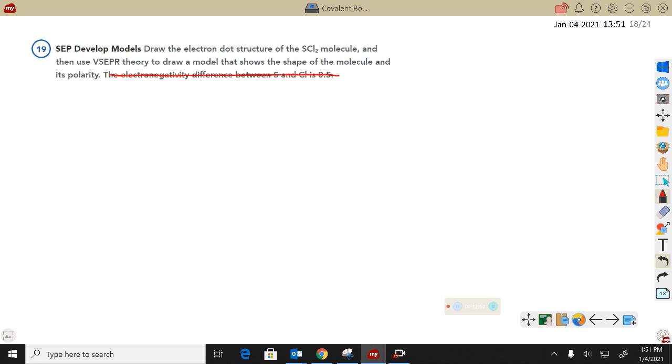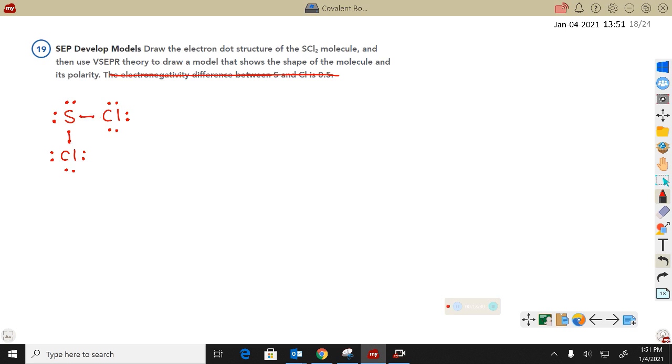So we would draw the structure. So I draw my sulfur, 6 valence electrons, 2, 3, 4, 5, 6. Perfect, I have 2 chlorines. Chlorine, I can hook them on. 5, 6. Chlorine, 1, 2, 3, 4, 5, 6, 7. Connect the dots, there she is.